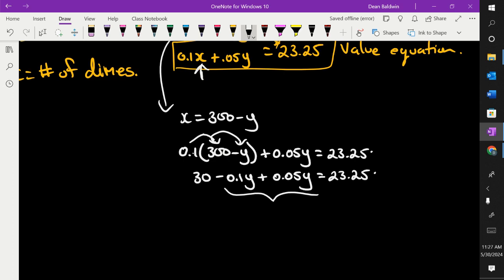Negative 0.05. If you go negative 0.1 plus 0.05, you're going to get negative 0.05. All right. Now what? Minus what? 30? Okay. So minus 30.